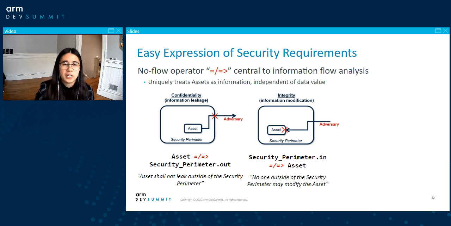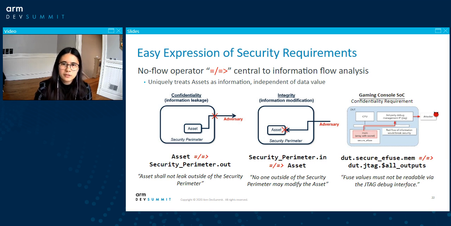So a typical confidentiality requirement can be expressed as: the asset should not flow to the boundary of the security perimeter. Similarly for integrity, you can easily express this as: anything that is going into the security perimeter should not affect the asset. And so for the gaming console SoC, translating the security requirement to something that can be verified means all you have to do is locate in your design hierarchy where exactly this key is located, and also what the outputs of your test and debug IP are.